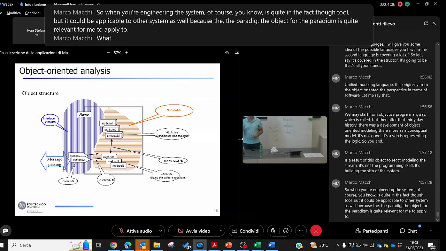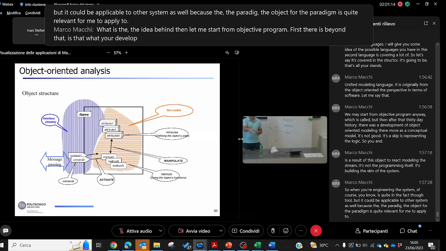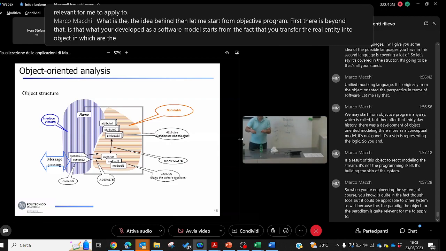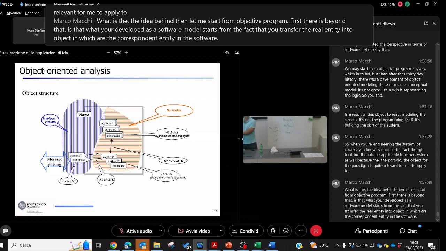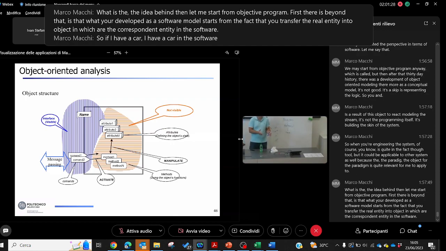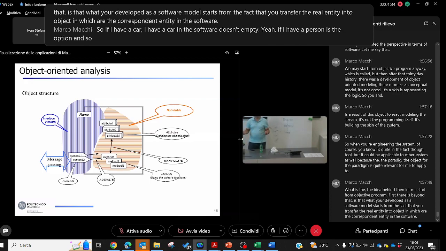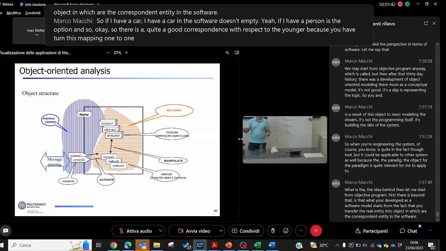What is the idea behind, let me start from object-oriented programming first. The idea behind that is that what you develop as a software model starts from the fact that you transfer the real entity into objects, which are the correspondent entity in the software model. So if I have a car, I have a car in the software as an entity, the object. If I have a person, it's the object, and so on. Okay? So there is quite a good correspondence with respect to the real world because you have this one-to-one mapping: real entity, object in the software. That's the potential in terms of paradigm.